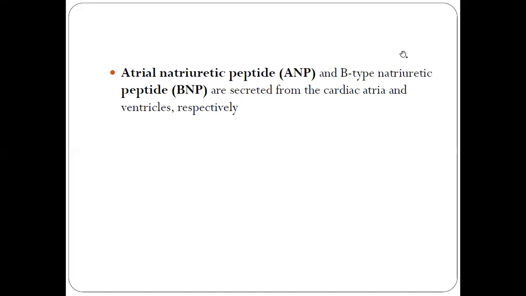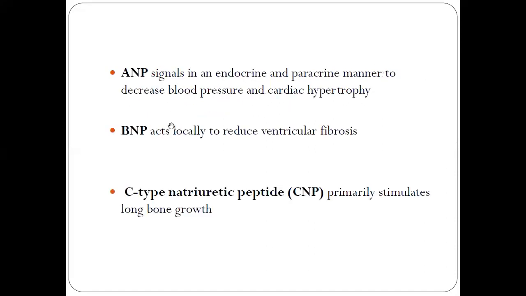So atrial natriuretic peptide and B-type natriuretic peptide are secreted from the atria and ventricles respectively. ANP signals in an endocrine and paracrine manner, and its main role is to decrease the blood pressure and cardiac hypertrophy. BNP acts locally to reduce what is called ventricular fibrosis. C-type natriuretic peptide primarily has a role in bone growth.